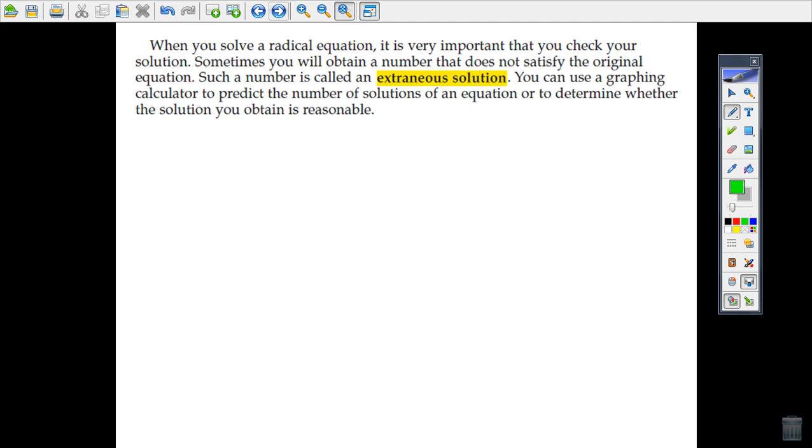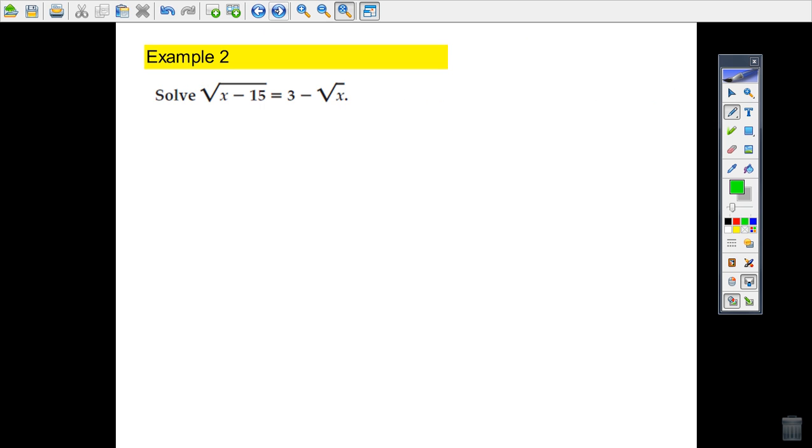So when you solve, I told you this already, but I'm going to tell you again. When you solve a radical equation, it's very important that you check your solution. Sometimes you'll obtain a number that does not satisfy the original equation. These numbers are called extraneous. Extraneous solutions are solutions that appear to work until you check them and you realize they don't. You can use a graphing calculator to predict the number of solutions to determine whether or not your solution is reasonable. If you don't know how to do that, I'll show you sometime after school if you want.